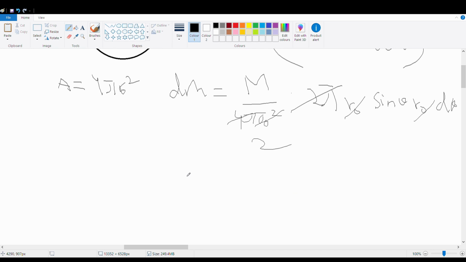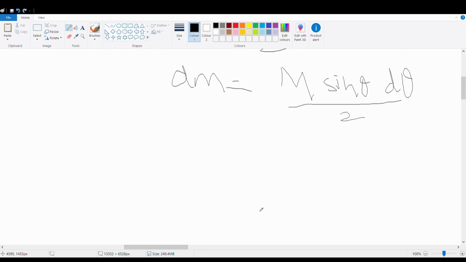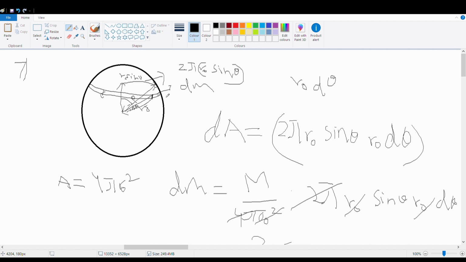And so we get a really simple and convenient expression that we can use for integration, that is m sine theta d theta by 2. That's it. Okay, m sine theta d theta by 2. Now we are going to do the integration. So we have I is equal to integral dm r square.